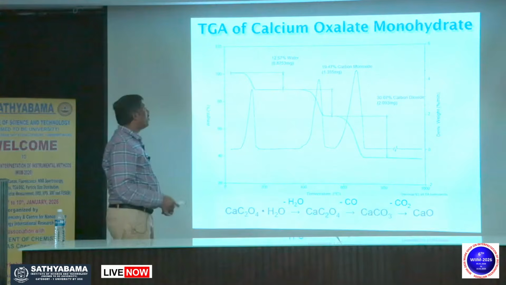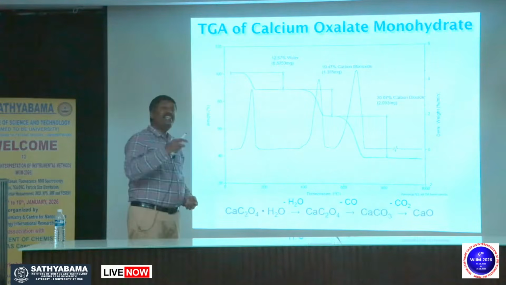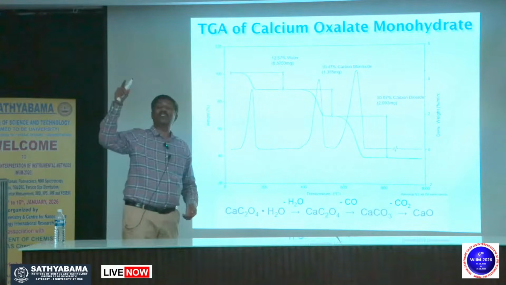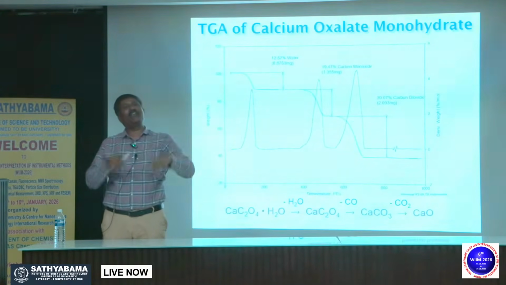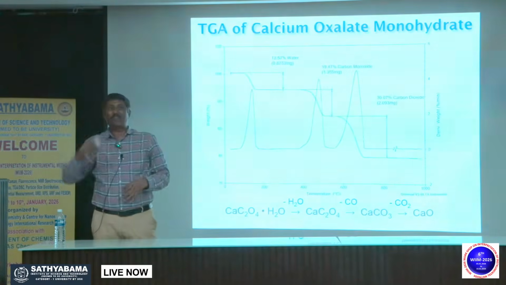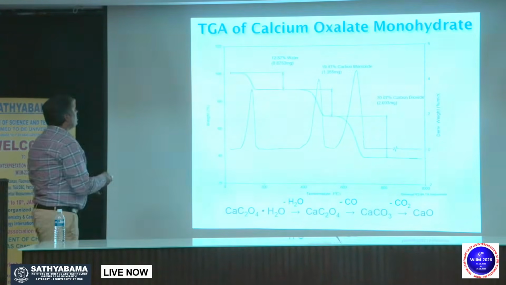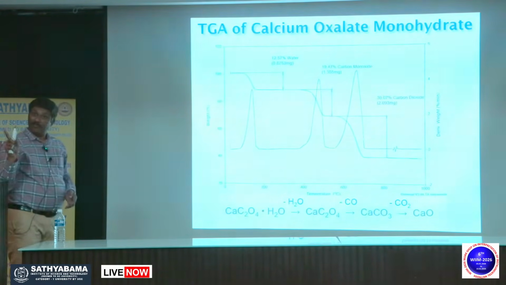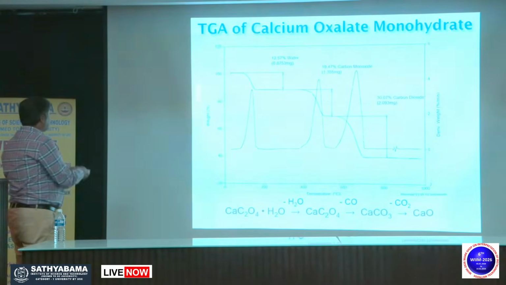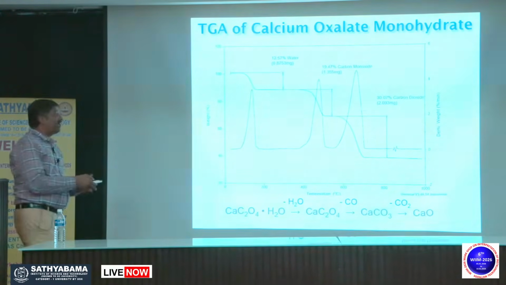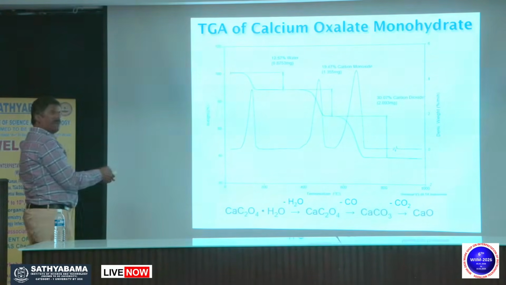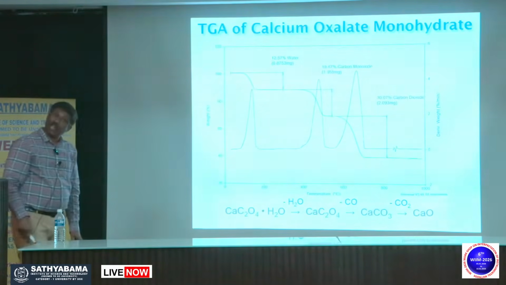What is that? dg by dt versus t, or dw by dt. What is dw? Change in weight per change in temperature, again per temperature. So you take the derivative, and the data is the same. Weight loss versus temperature is this green line. The second derivative is this blue line. Same data. This plot and this plot are the same.